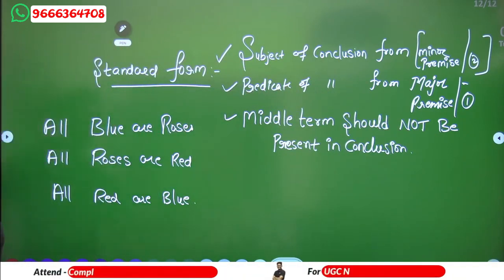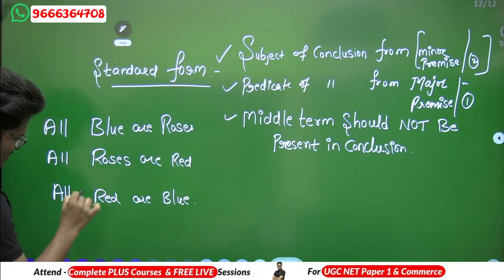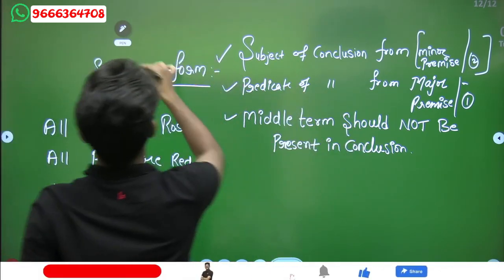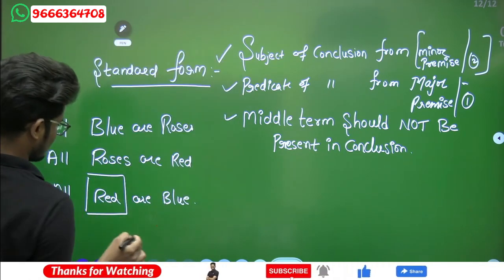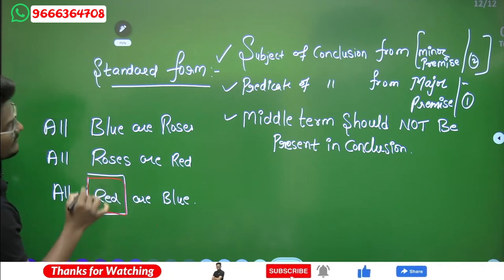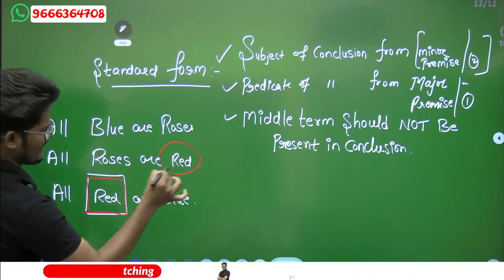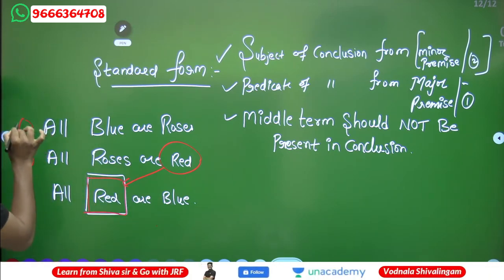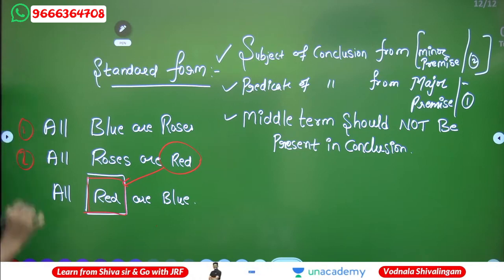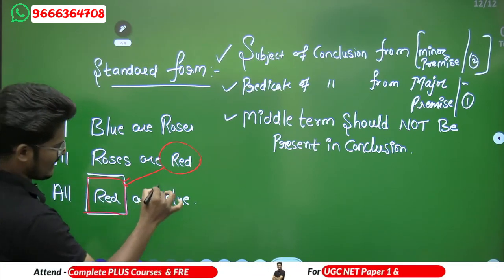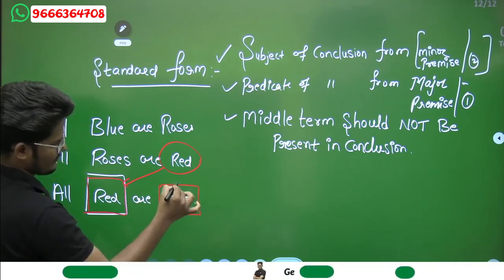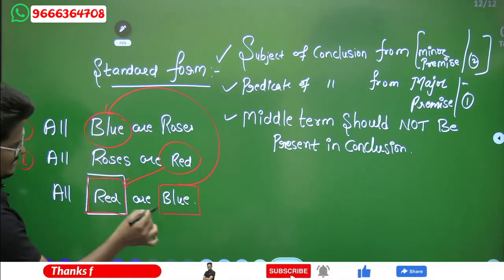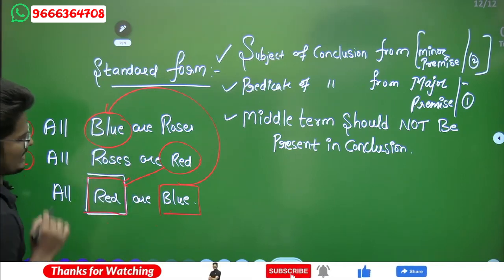Yes. Any example? Now you read it. Subject of the conclusion from the minor premise. This is the subject of the conclusion. Is it there in the minor premise? Yes, it is there. This is the minor premise, this is the major premise. This is number 2, number 1. Subject of the conclusion from the minor premise, and predicate of the conclusion from the major premise. This is the predicate, this is the subject. Predicate from the major premise, premise number 1. Subject is from the minor premise.